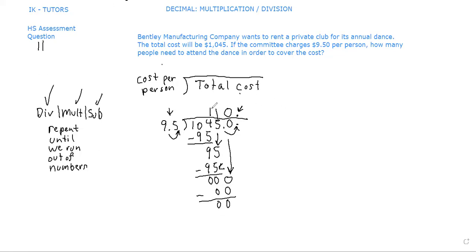So what this means is, how many people need to attend? Well, let's put it that way in the words that they use. It means that 110 people need to attend in order to cover the costs.